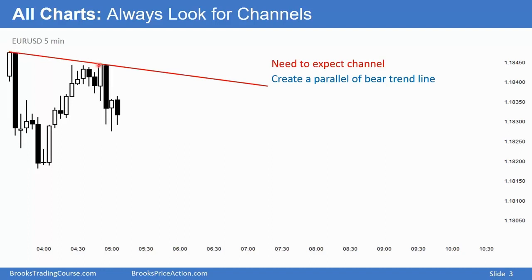As soon as I have one line, I like to create a parallel and then drag it to the lowest point in between to get an idea of what a channel might look like. In general, I'm looking initially for channels that are fairly parallel. So creating a parallel of this line and then dragging it down to the lowest point in between gives me an idea of where possible support might be. If this is a bear trend, we go up and down, it will tend to find support at the bottom of the channel. And most bear trends, at least at some point, are contained in a fairly parallel channel.